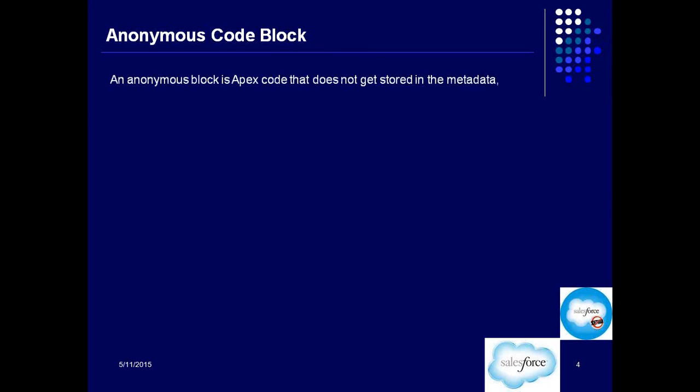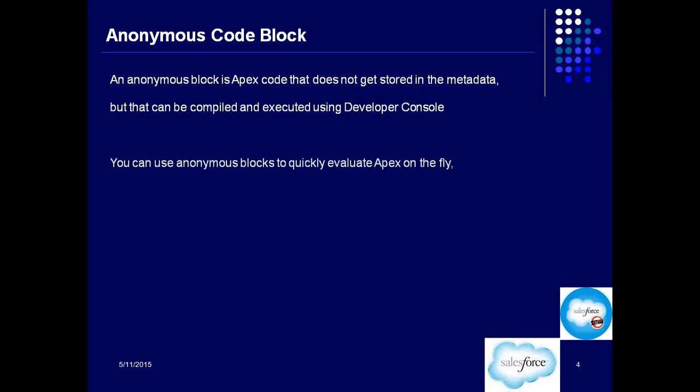What is anonymous code block? Anonymous code block is Apex code that does not get stored in the metadata. So basically, we don't store it as a class or a method. But that can be compiled and executed using the developer console. So from the developer console, we can just write the code and execute it. This code piece does not have to be stored anywhere in my metadata. You can use anonymous code blocks to quickly evaluate Apex on the fly, or to write code that changes dynamically at runtime.